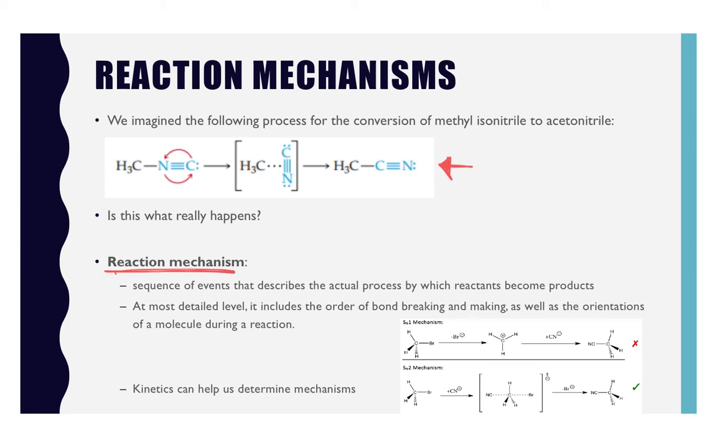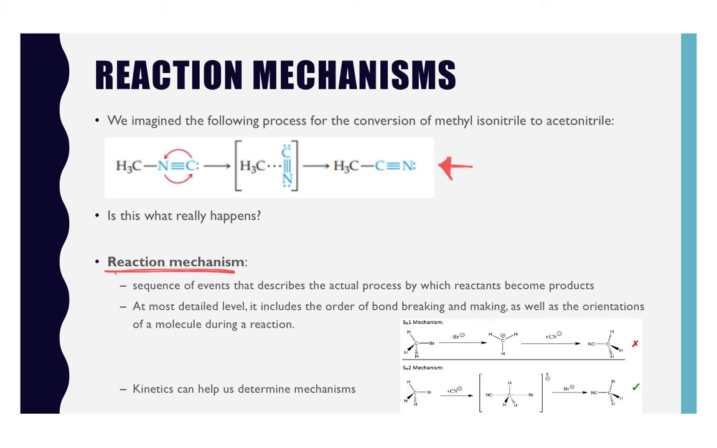Okay, the reaction mechanism is the sequence of events that describes the actual process by which reactants become products. At the most detailed level, it can include the order of bond breaking as well as orientations of a molecule during a reaction.